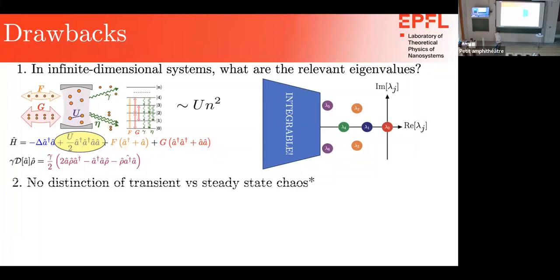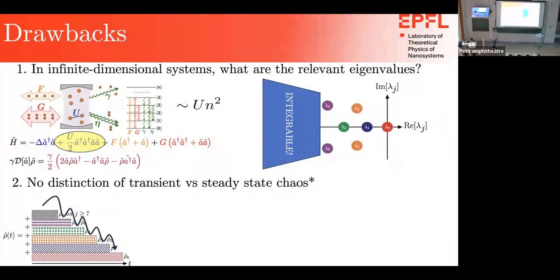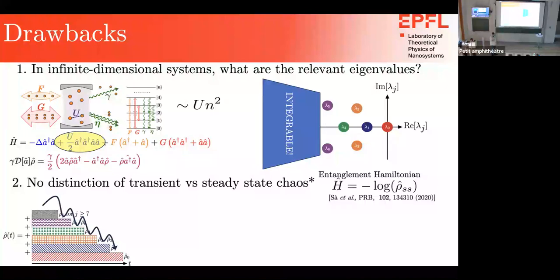And then, as I told you, the second point is that there is no distinction between transient and steady state. Like I go down my stair, I arrive here, nothing happens here if I take this picture. And let me say there is a criterion which has been proposed, which is this entanglement Hamiltonian, the log of rho steady state, which is a very good idea. We found some cases in which it seems not to work very well.